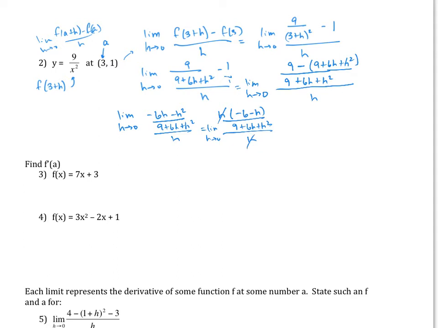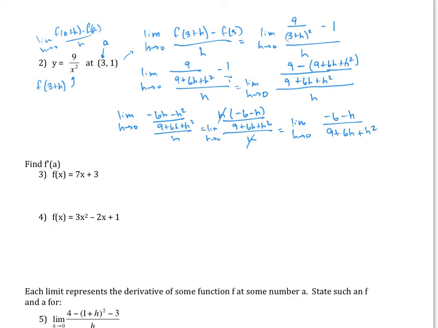Okay, but now look what I end up with again. I end up now with the limit as h goes to 0 of negative 6 minus h over 9 plus 6h, plus the h squared.